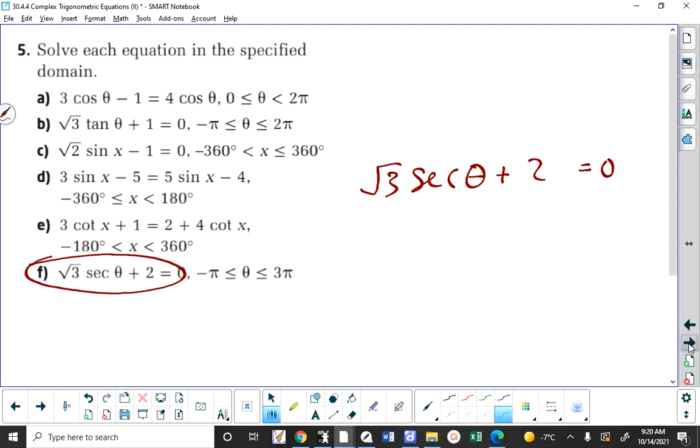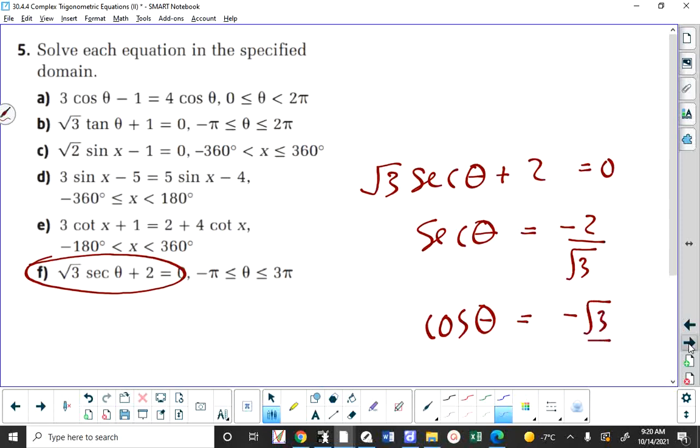So I have to rearrange this for secant of theta. And that means I'm going to subtract 2 and divide by root 3. And what I'm going to get is secant of theta equals negative 2 over root 3. I'm still not really able to use my calculator to find the reference angle yet because I don't have a secant key. But I do have a cosine key. And cosine is the reciprocal of secant. So if I rewrite this in terms of cosine of theta, I just flip that trigonometric ratio over. I take the reciprocal of it. Okay?